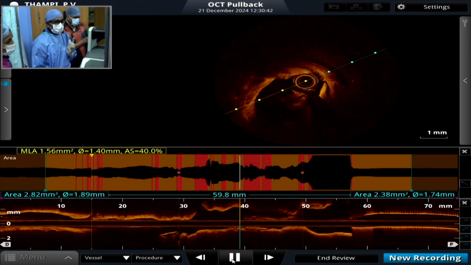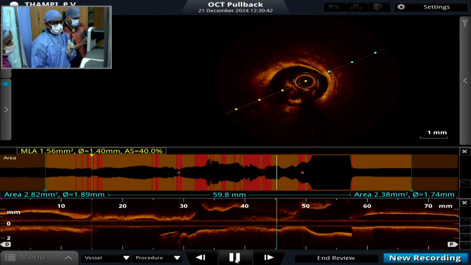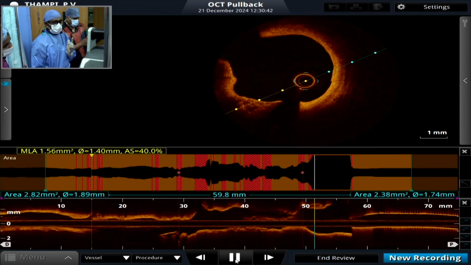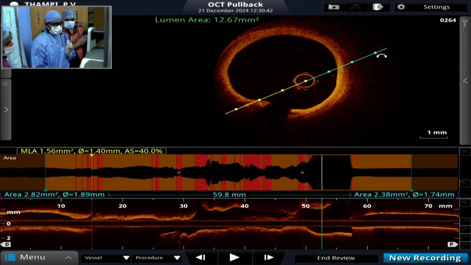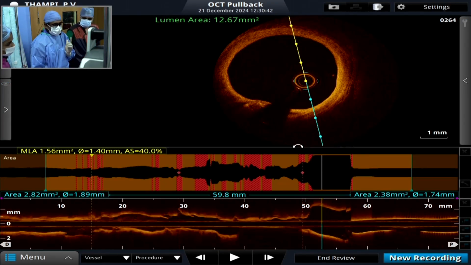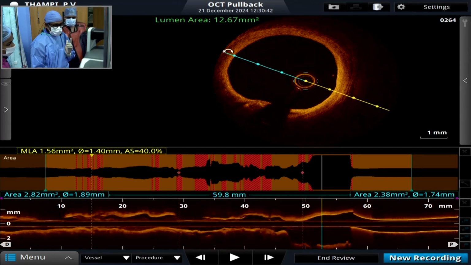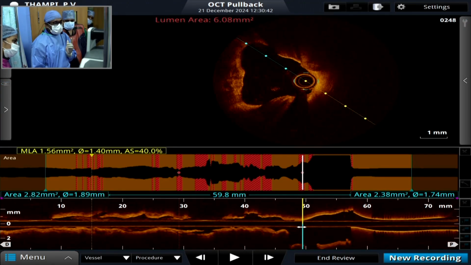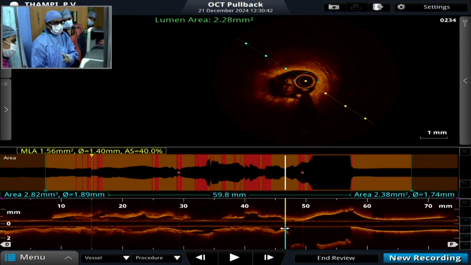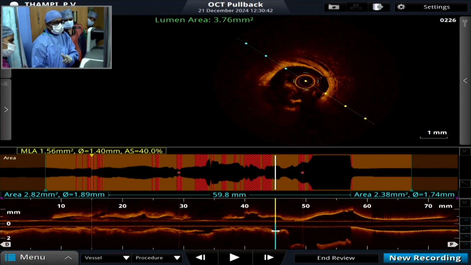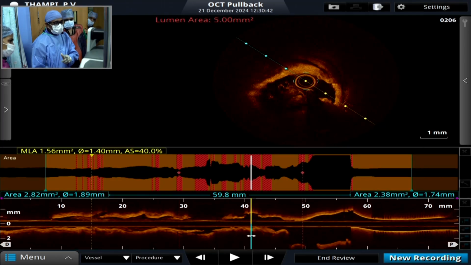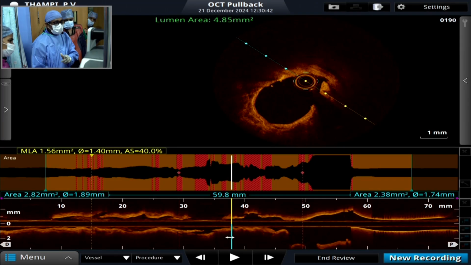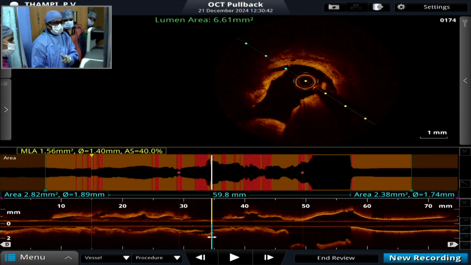We have seen multiple dissections there. We'll rotate it in such a way that in the longitudinal view we are seeing the circumflex as well as the ramus. This is the ramus, this is the circumflex and ramus. So we would go inwards. There are no dissections at those particular areas, but as we go into the LAD, we are seeing the balloon related dissection, and as we go further in, again those dissections are clearly seen.